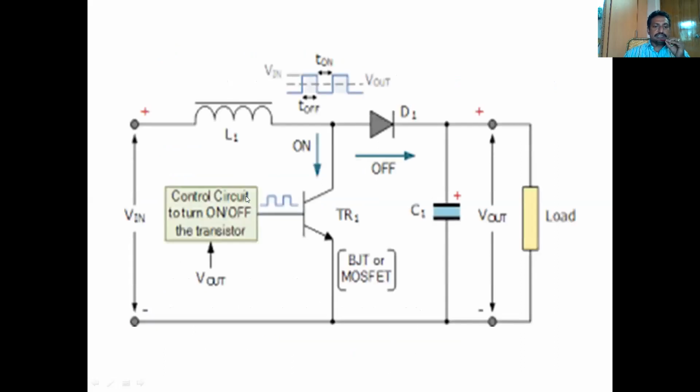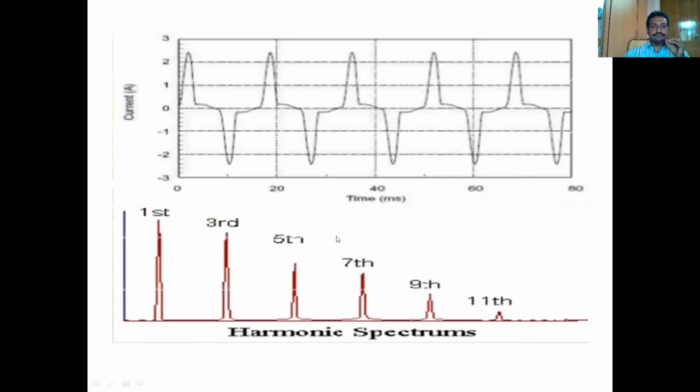See here, this is the control circuit to turn on the transistor. Then this is the transistor, this is the diode, and this is the capacitor. This is the BJT or MOSFET. And due to all these things, definitely there is a chance to produce harmonics. How does it produce them? These are the harmonic spectrum: first harmonic, third harmonic, fifth harmonic, seventh harmonic, ninth harmonic, 11th harmonic, like this. This is the actual current, but due to this it will be modified like this.